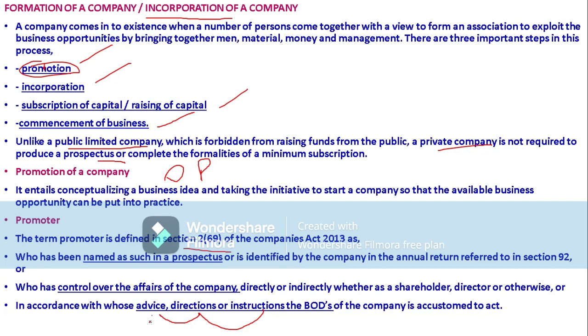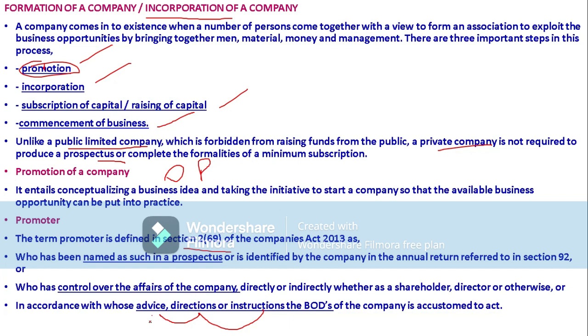So finally we can say, what does the promoter do? Discovery of idea, detailed investigation, assembling the proposition, and finally financing the proposition. These are some of the stages of promotion. Discovery of idea means the promoter discovers the idea to set up a business with the aim of making a profit, and he will do a detailed investigation regarding the cost, profitability, production, demand of the product, etc.